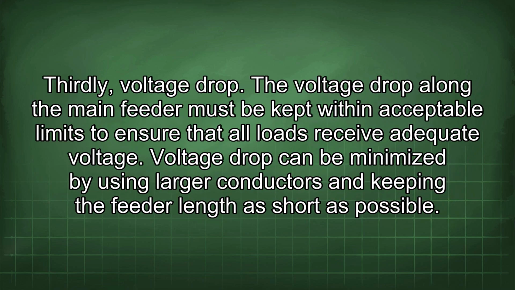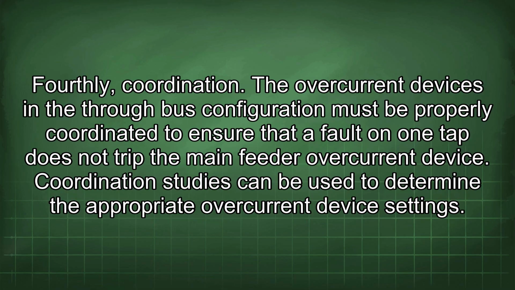Thirdly, voltage drop. The voltage drop along the main feeder must be kept within acceptable limits to ensure that all loads receive adequate voltage. Voltage drop can be minimized by using larger conductors and keeping the feeder length as short as possible. Fourthly, coordination. The overcurrent devices in the through-bus configuration must be properly coordinated to ensure that a fault on one tap does not trip the main feeder overcurrent device. Coordination studies can be used to determine the appropriate overcurrent device settings.